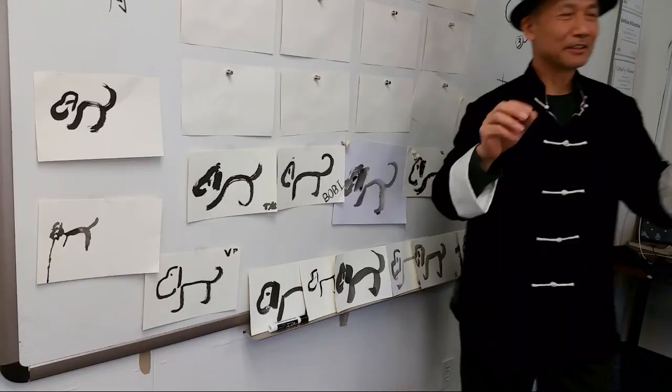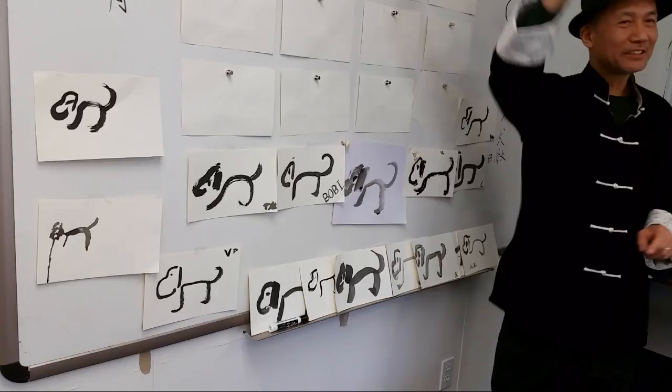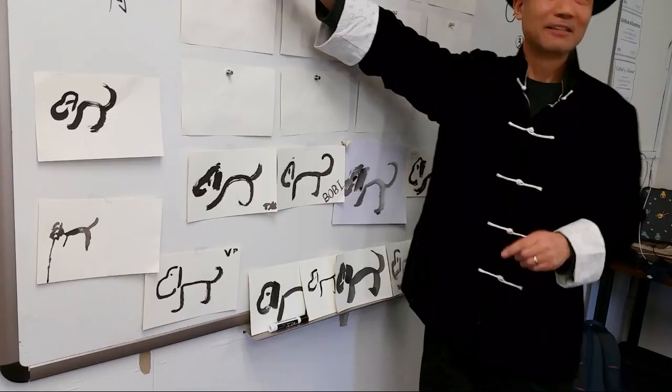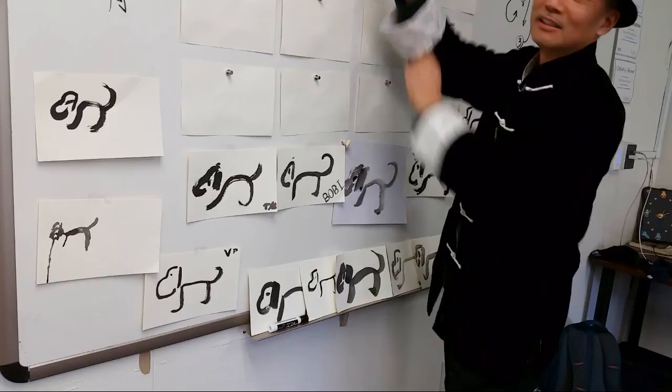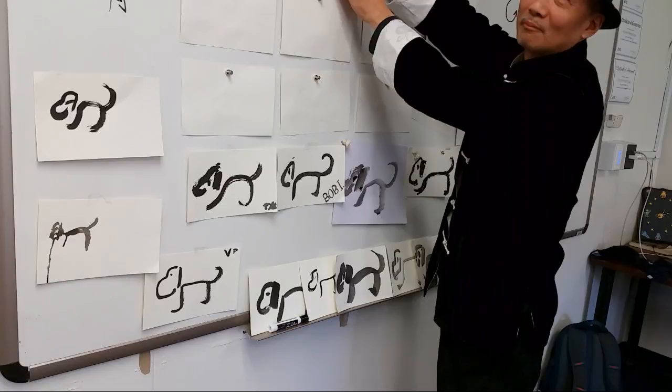Oh, okay, let's go one by one. Dragon. Chicken. Mouse. Cow. The second one is cow. The third one, tiger. Tiger. Rabbit. Oh, let's guess. The first is mouse, the second, tiger, cow. I don't know what you're saying. Cow. Second.